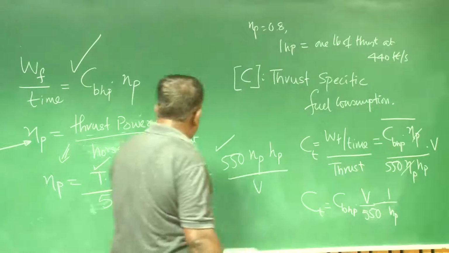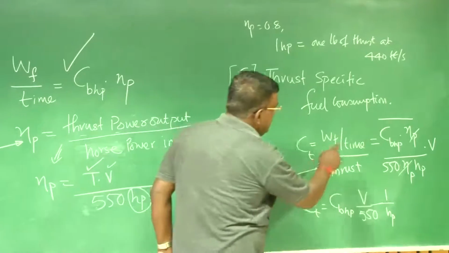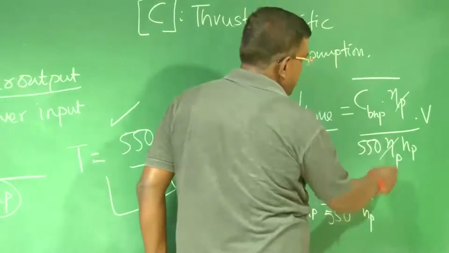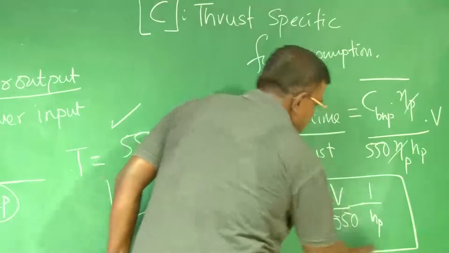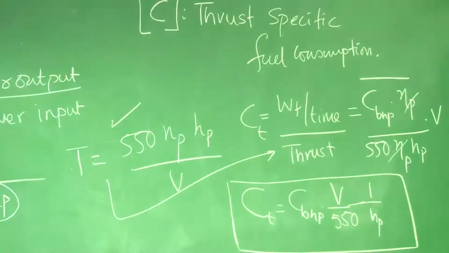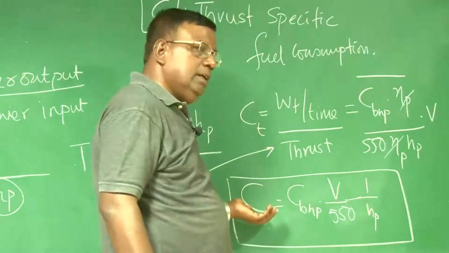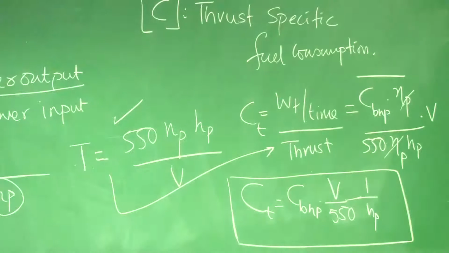Now for thrust I use this expression for thrust. So I get CBHP NP into V by 550 NP HP. NP gets cancelled. So finally you get a relationship CT equal to CBHP V by 550 into 1 by NP, which is propeller efficiency. So this will tell you how much thrust is being extracted once propeller or engine is rated through power.